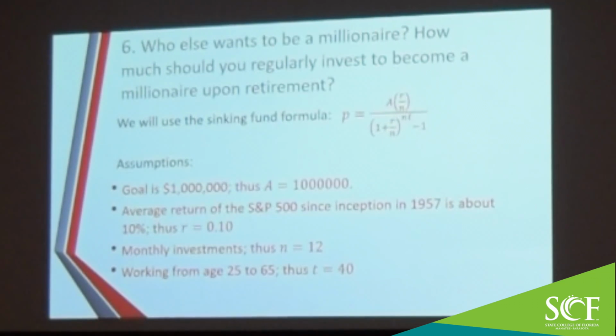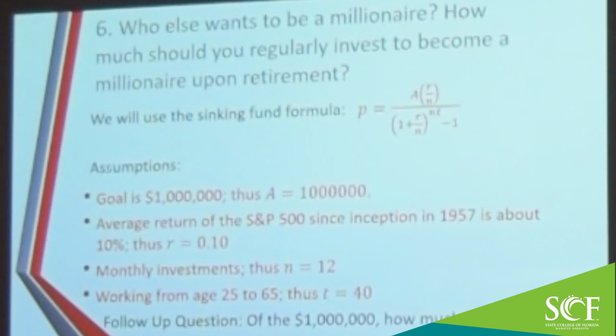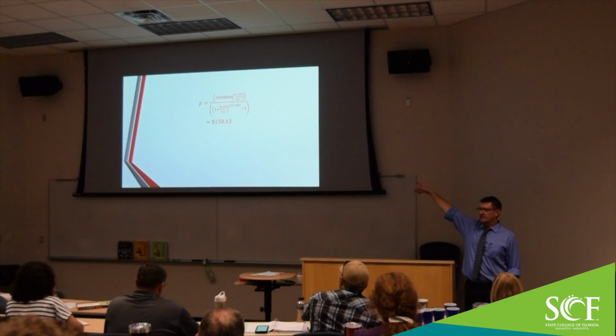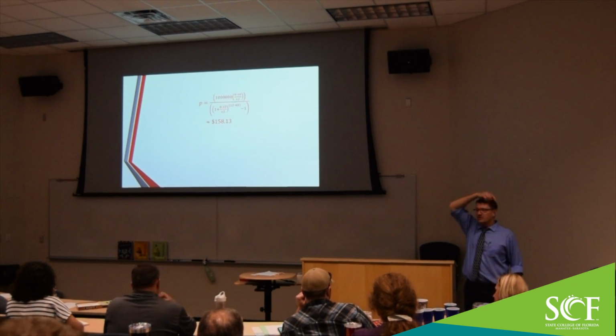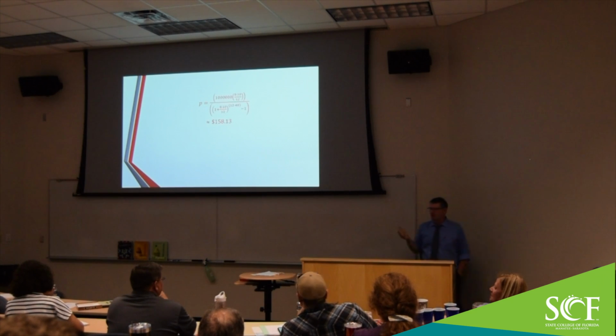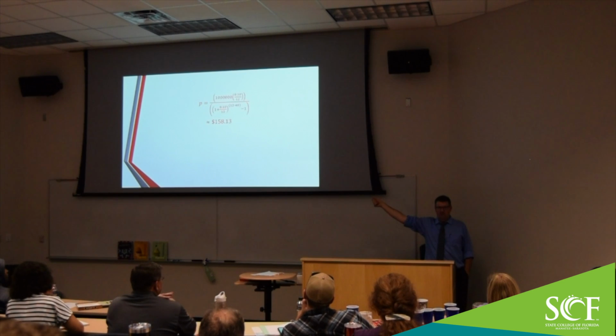Okay, so here's what we have. The follow-up question of the $1 million, how much is interest? I love that one too. So here's how we do it. We plug in our values. Okay. We evaluate it. It's $158.13. How close was anybody? Was anybody below that? Most of the time, people are way above it. Because usually you think, oh, to get $1 million, I got to put more away than that. That's manageable.